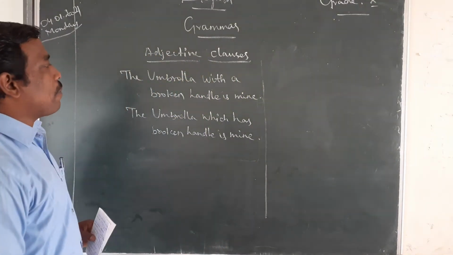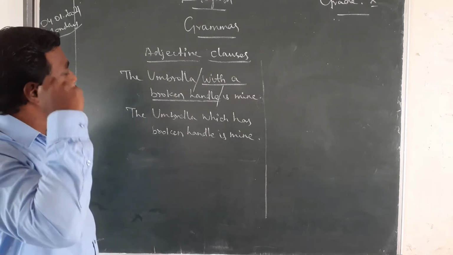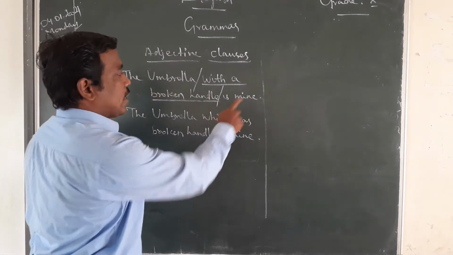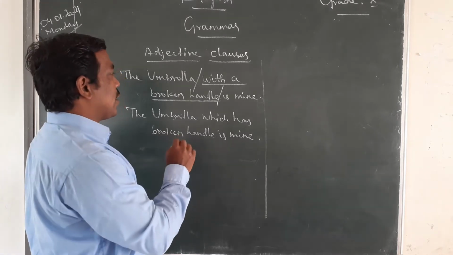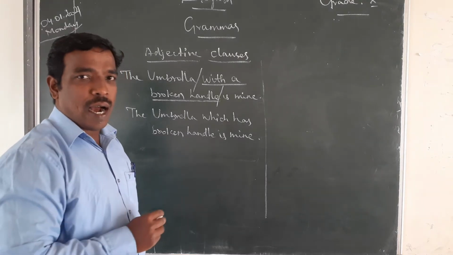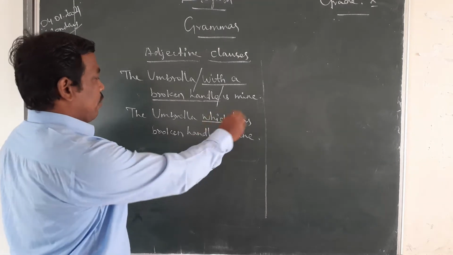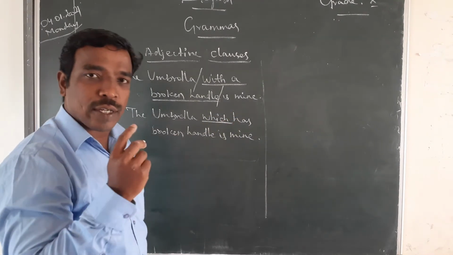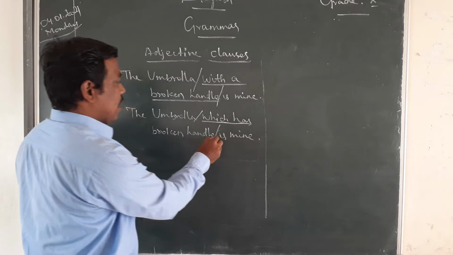Come here. The umbrella with a broken handle. The umbrella is mine. The underlined words, the umbrella is mine, is a main clause. So, with a broken handle, what is it? With a broken handle is an adjective phrase. How are we changing an adjective phrase into an adjective clause? The umbrella which has a broken handle. Subject is there, verb is there, the subject as well as the finite verb. The umbrella is mine which has a broken handle.